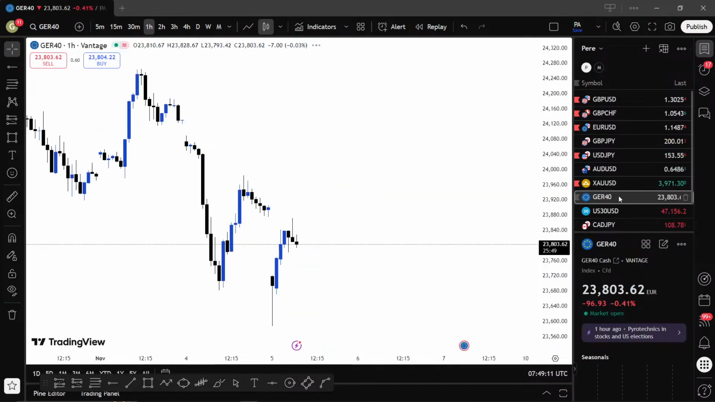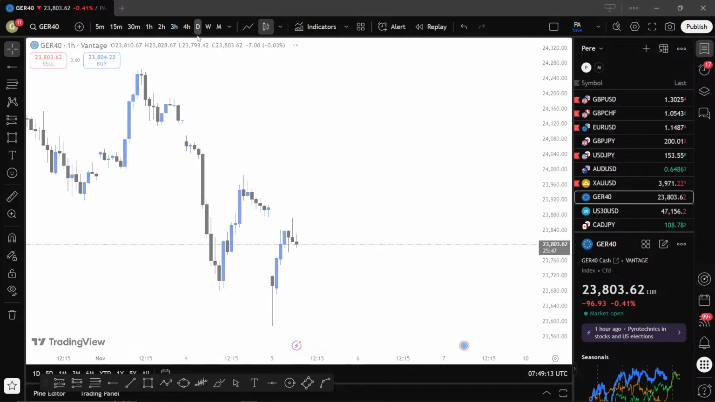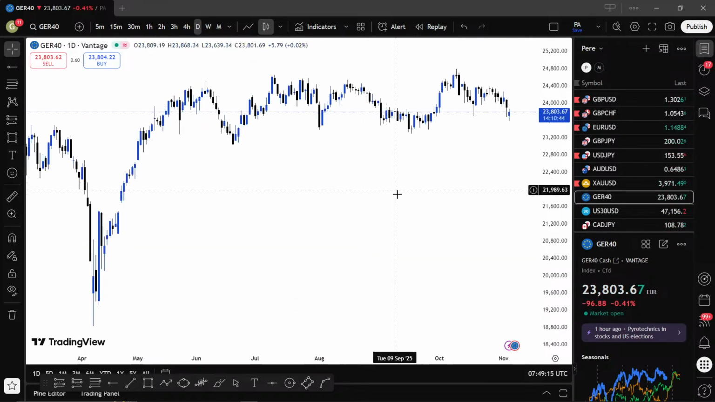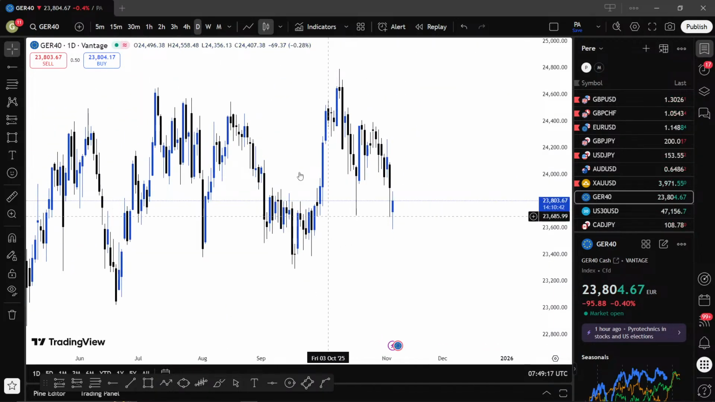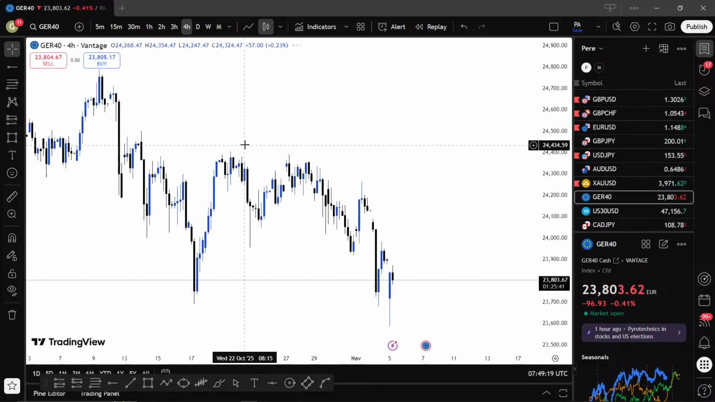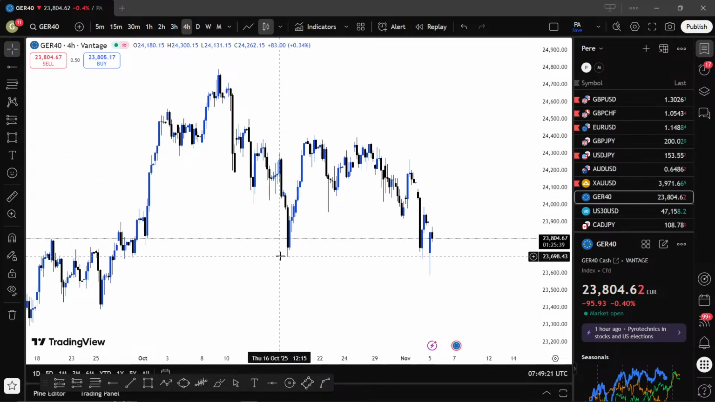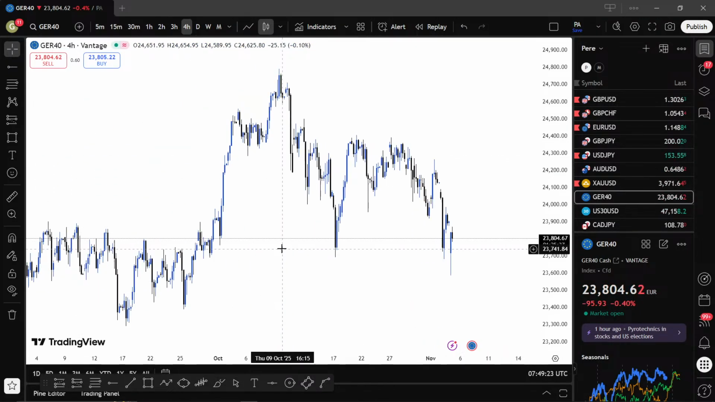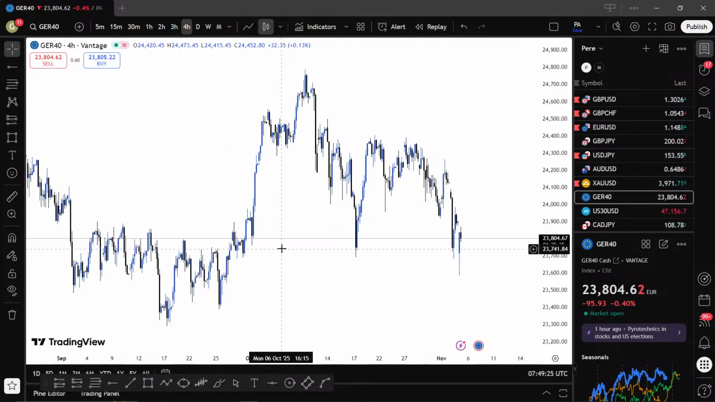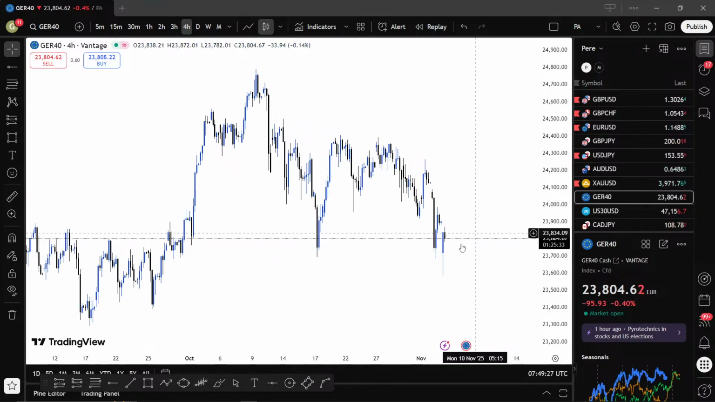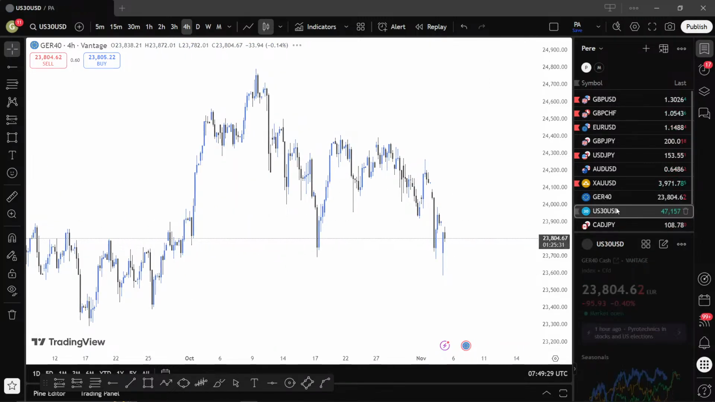Now let me take a look at German 40 on the daily time frame. For some time now, I haven't really traded this market because of all these breaks, because it makes the market look somehow tattered and very difficult to analyze. So I just want to keep it so until the market starts moving like a normal market.